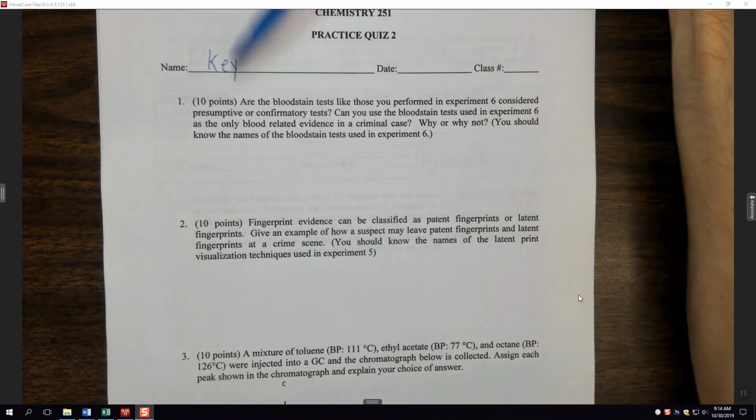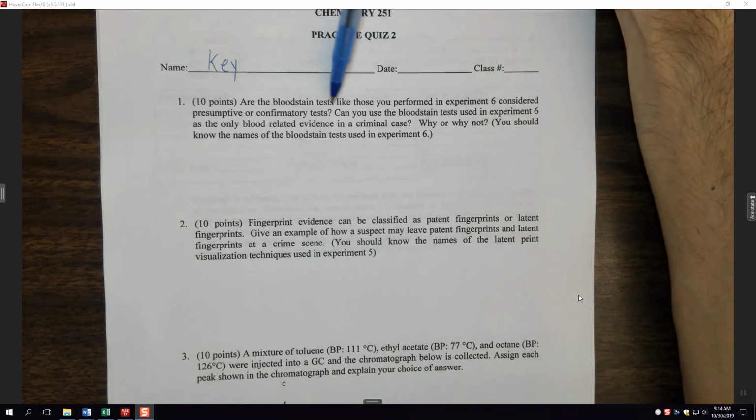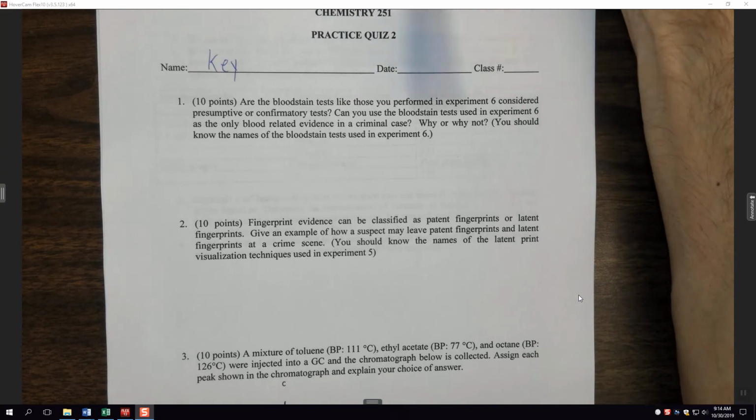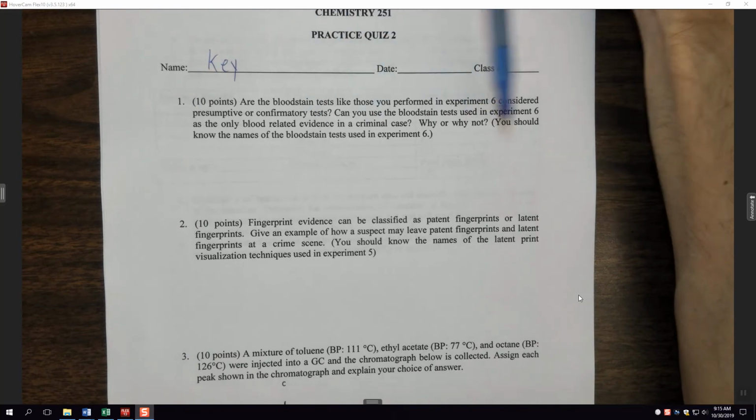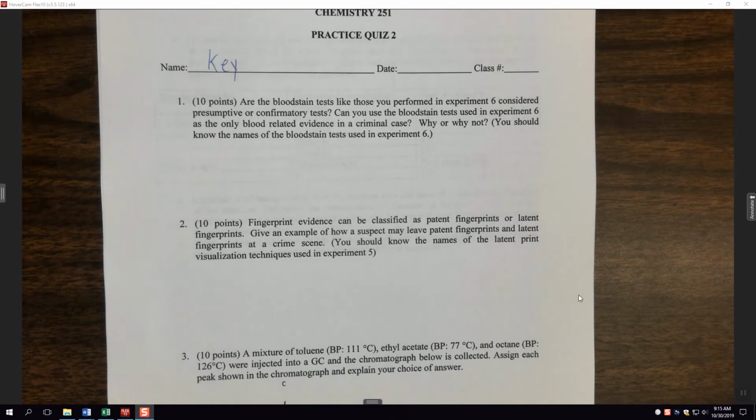So the first question says, are the bloodstain tests like those you performed in experiment 6 considered presumptive or confirmatory tests? Can you use the bloodstain tests used in experiment 6 as the only blood-related evidence in a criminal case? Why or why not? You should know the names of the bloodstain tests used in experiment 6.